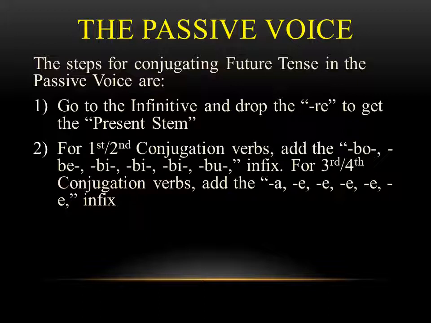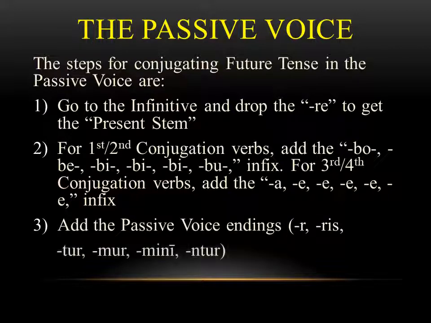If you have a first or second conjugation verb, you're going to add the infix bo, bi, bu. And you want to pay attention to second person singular. It's a be, not a bi, which is a slight tweak from active voice. For third and fourth conjugation, you want to add the infix a and then 5 e's, so a, e, e, and down the line. Then you want to add on the passive voice endings.